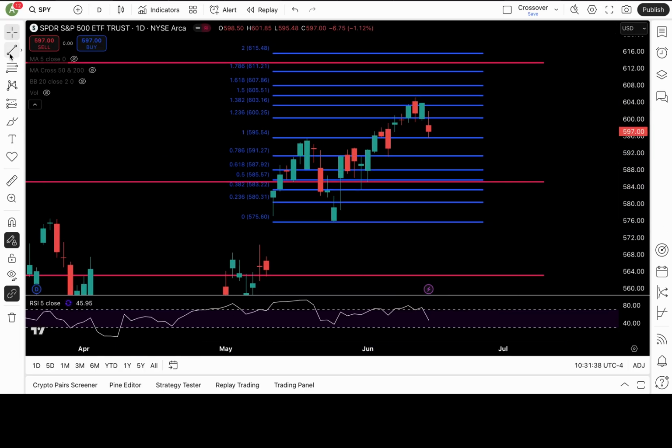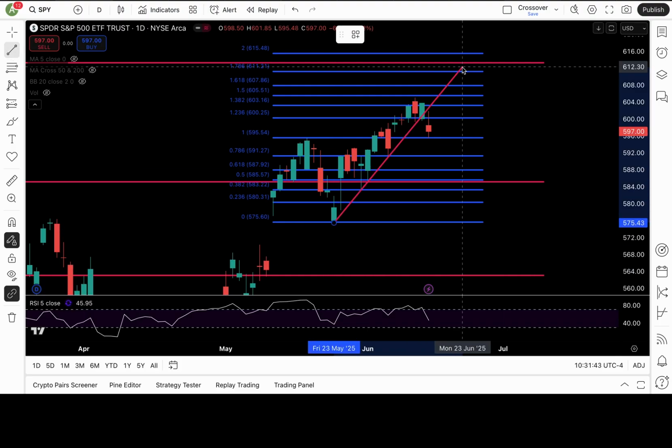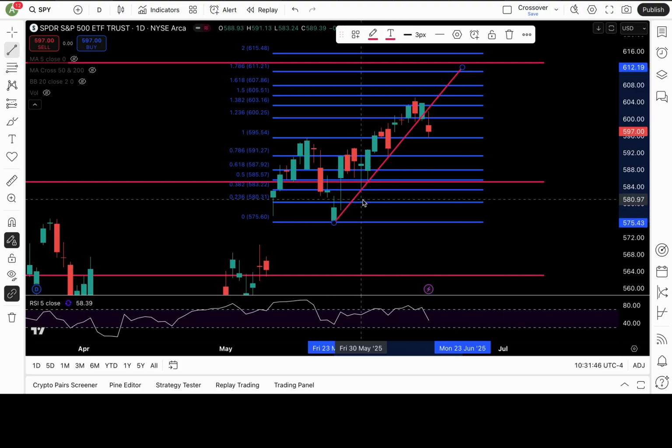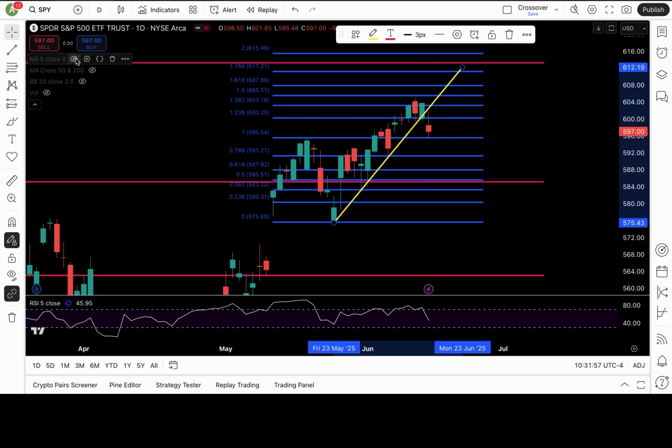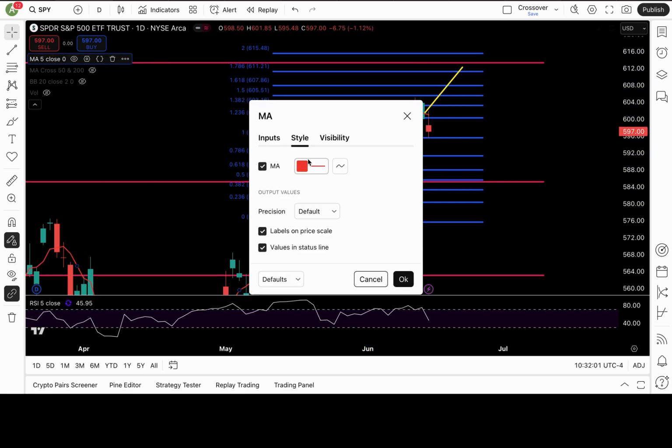We also had a trend line that I was watching. We started from the May 23rd low and we connected to May 30th and June 2nd low. So we have 3 touches there, and we'll change the color of that trend line to yellow. And then let me bring up my 5 daily moving average. I want to change the color of that moving average to green.